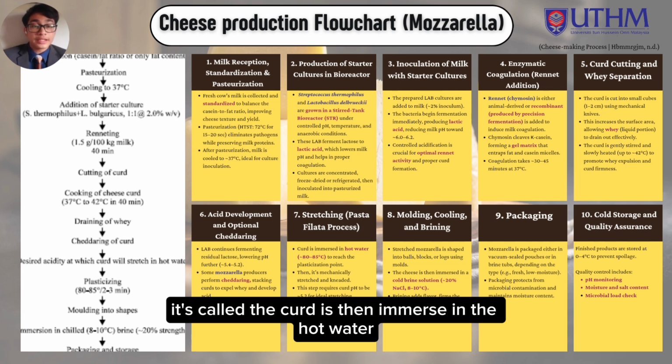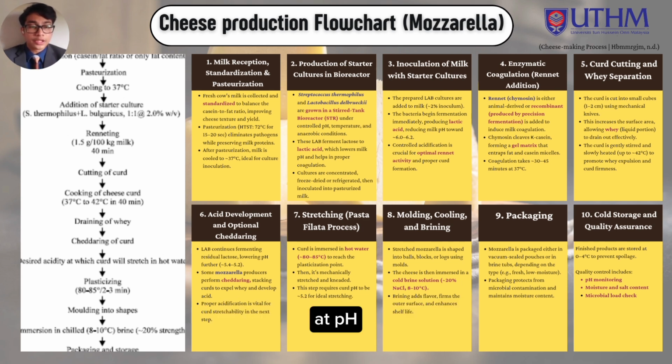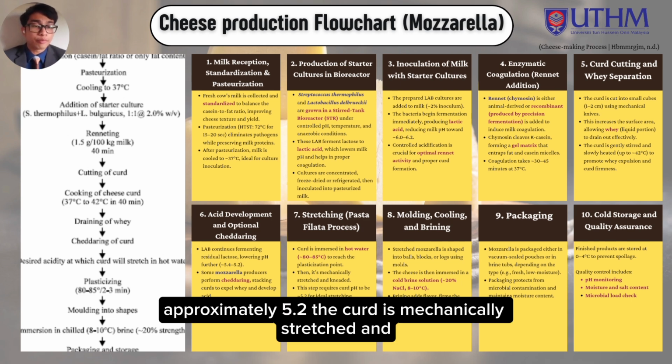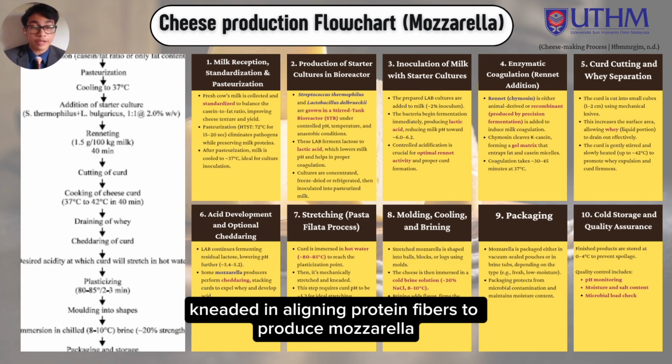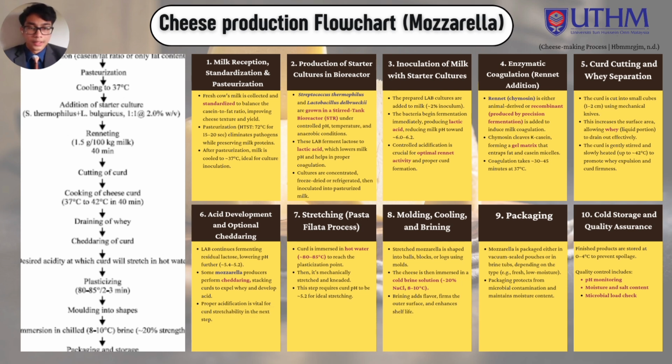The curd is then immersed in hot water between 80 to 85 Celsius to achieve plasticization. At a pH of approximately 5.2, the curd is mechanically stretched and kneaded. It aligns protein fibers to produce mozzarella's characteristic elastic texture.